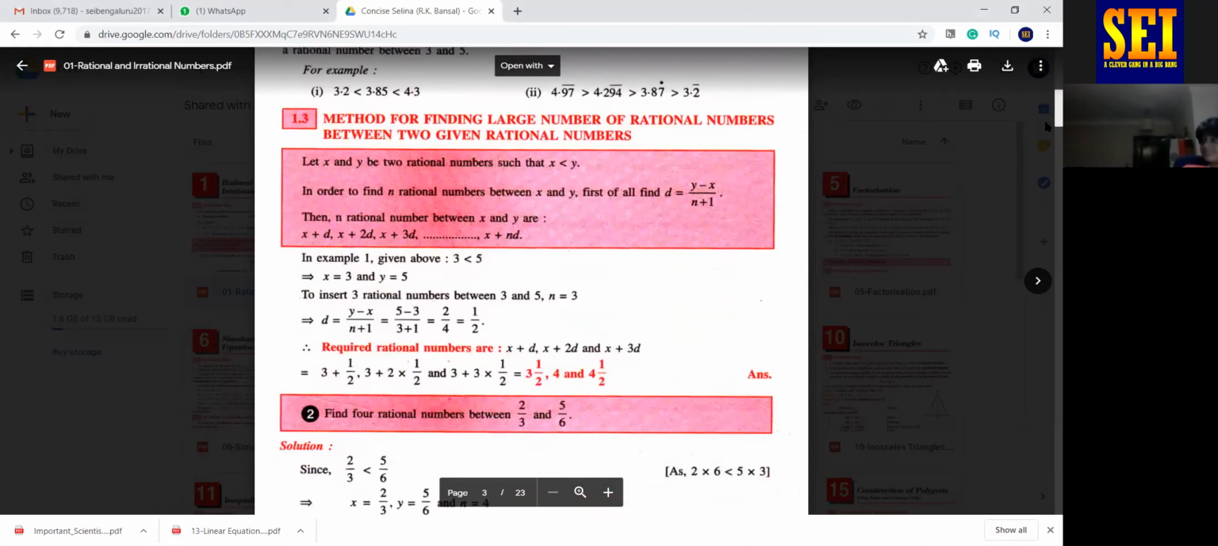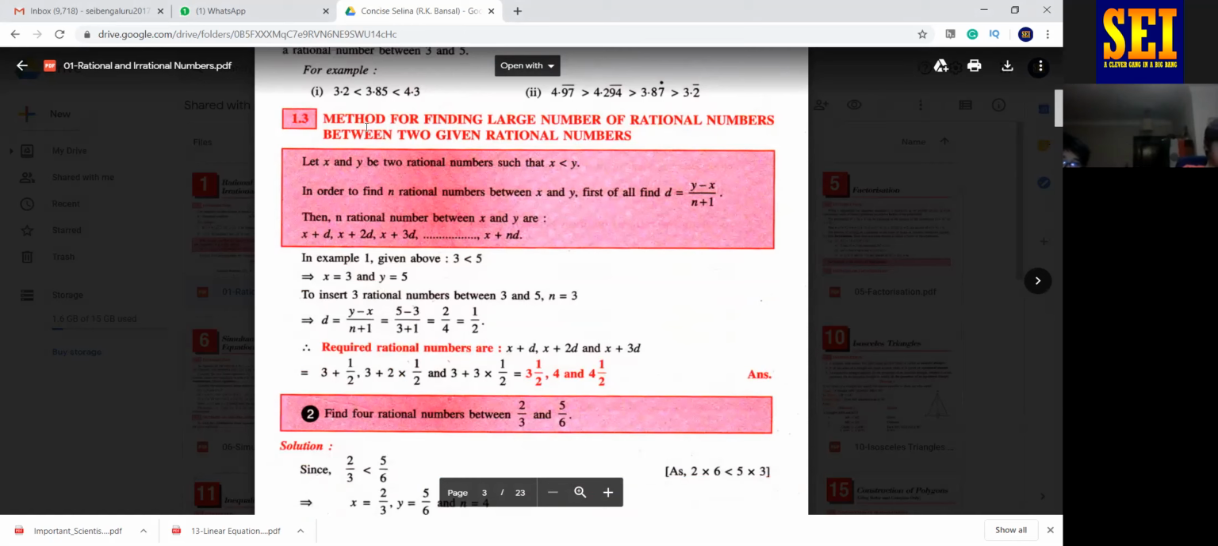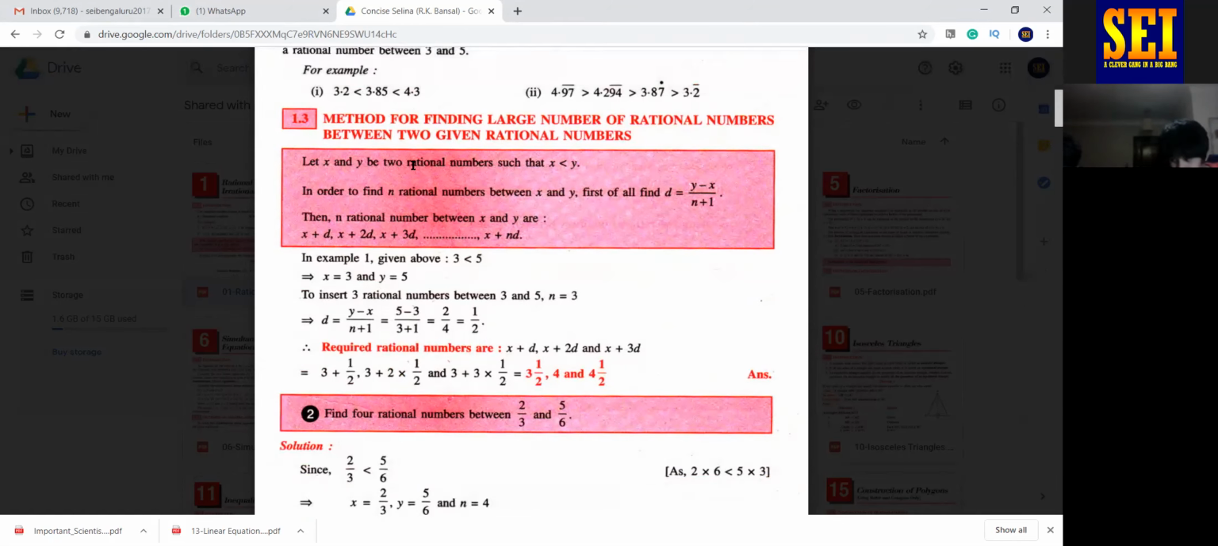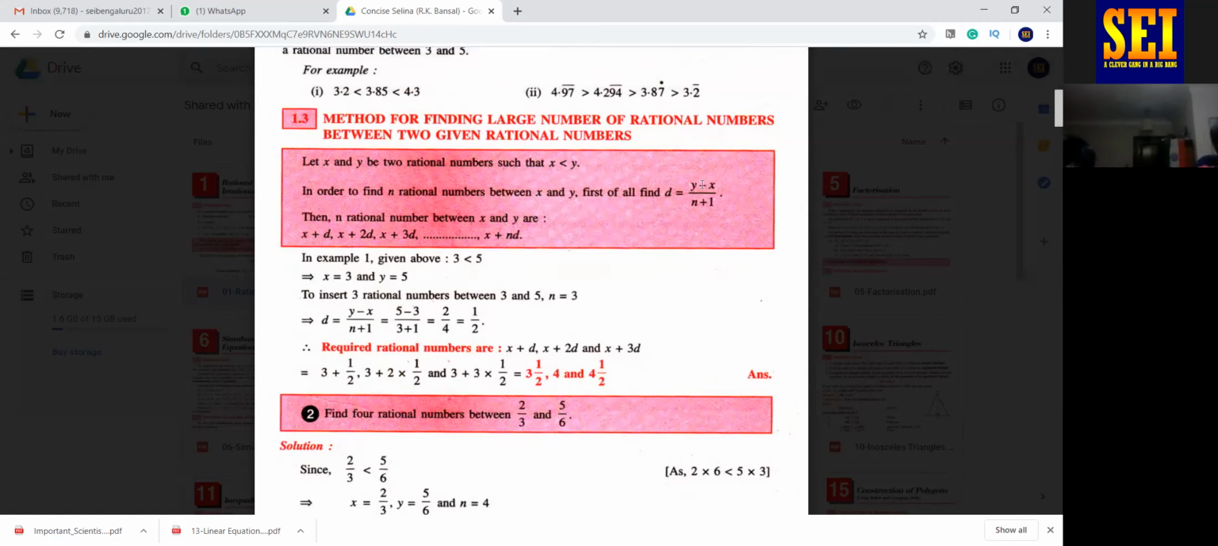Method for finding a large number of rational numbers between two given rational numbers. Here, which method are we using? For example, x comma y are two rational numbers such that x is less than y. Now, in order to find n rational numbers between x and y, the difference between x and y, d, is equal to y minus x by n plus 1. This is the formula.